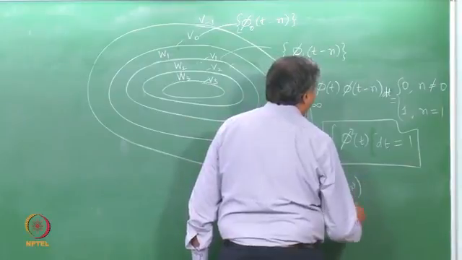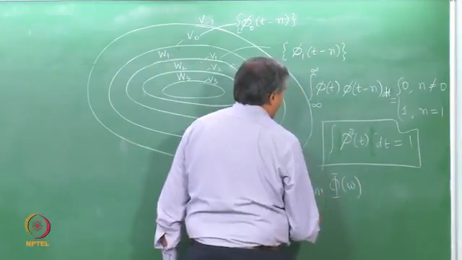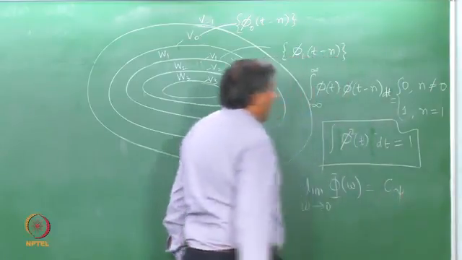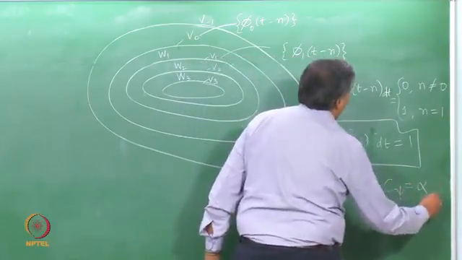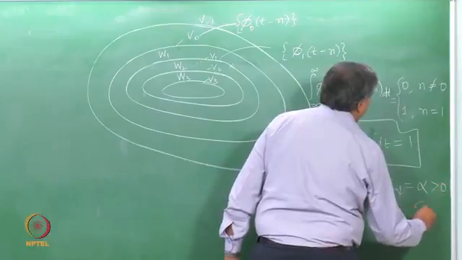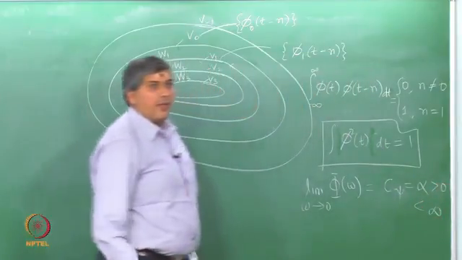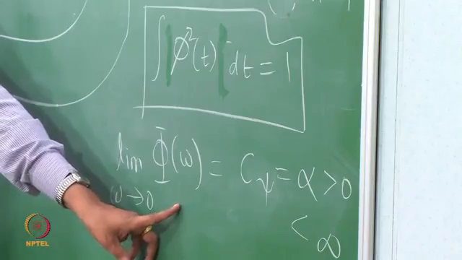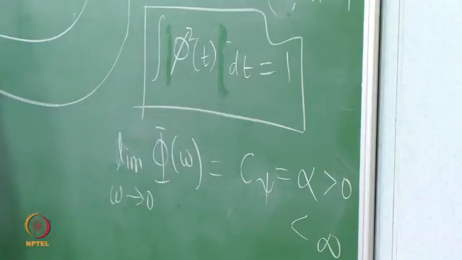The other requirement is that phi of omega at omega equals 0 should be some constant alpha greater than 0, but less than infinity. This condition stems from the requirement that phi is a low pass filter. So, these are the 2 prime conditions. Now, these 2 conditions translate to the conditions that we have on the slide on the impulse response coefficients.